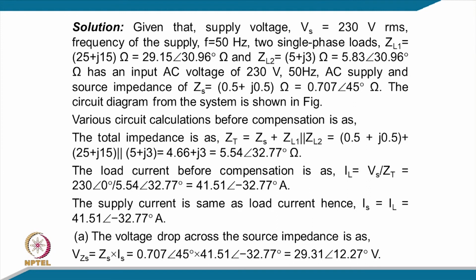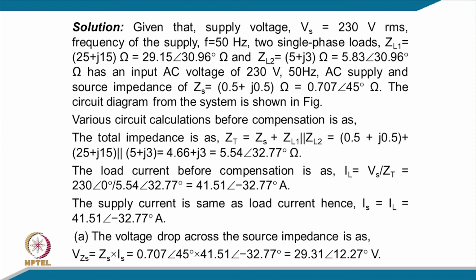So, coming to the numerical solution part of it, given that the supply voltage Vs is 230 volt RMS, frequency of supply 50 hertz, and two single phase loads ZL1 equal to 25 plus j15 ohm and ZL2 5 plus j3 ohm, and AC voltage of 230 volt, we can find out ZS given here, and we can find out the total impedance, ZS plus ZL1 parallel with ZL2.